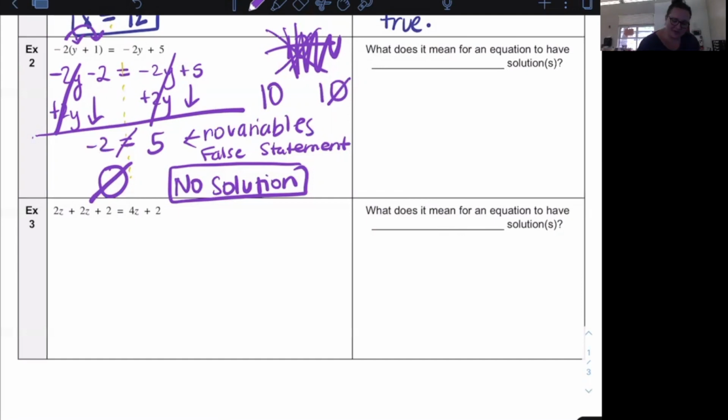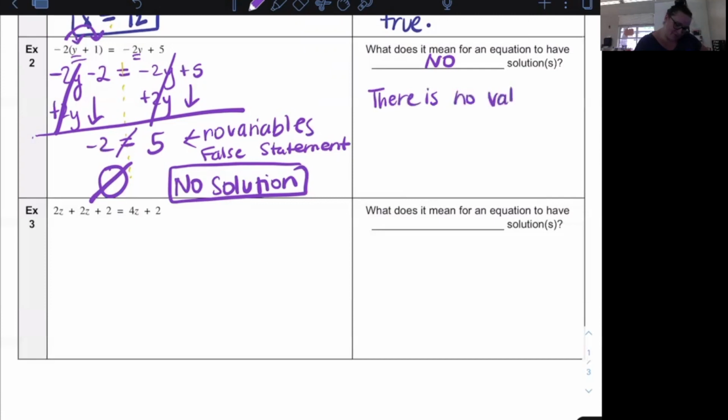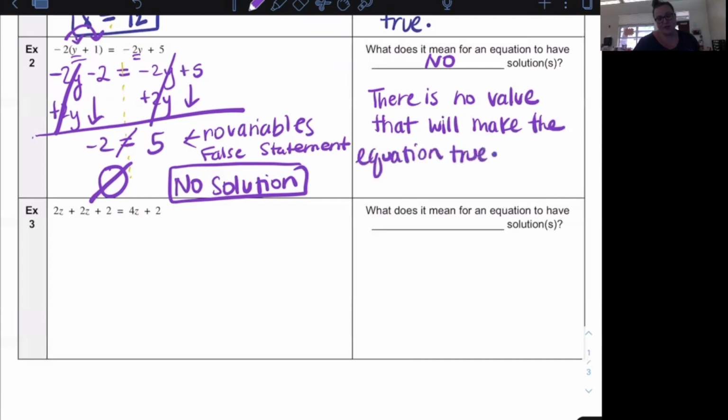So what does no solution actually mean? What does it mean for an equation to have no solution? Well, no solution means that there is no value that you could plug in for y in this equation and get a true statement. You can try plugging in any number you want and none of them are ever going to work. So there is no value that will make the equation true. The equation is always false. Therefore, this equation has no solution.